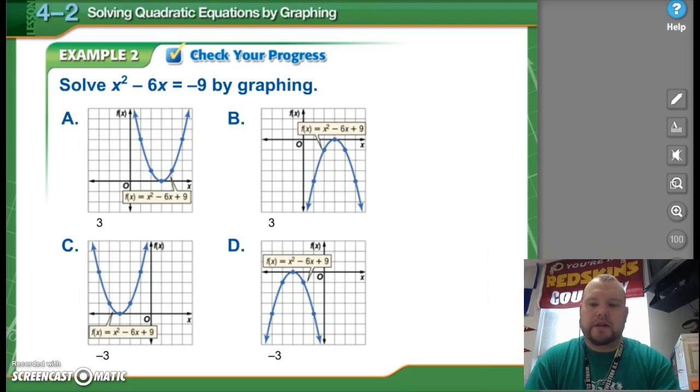Alright, another one for you guys to check on your own. We have the problem x squared minus 6x equals 9. Go ahead and pause the video, work on the problem, come back here when you're ready to pick your answer. The answer will be on the next slide.